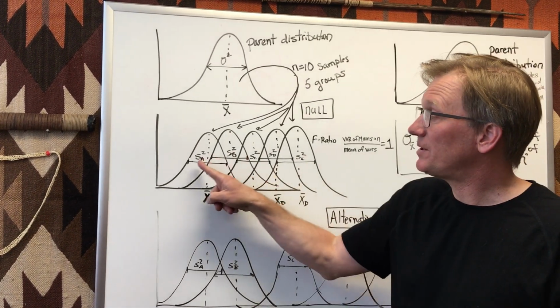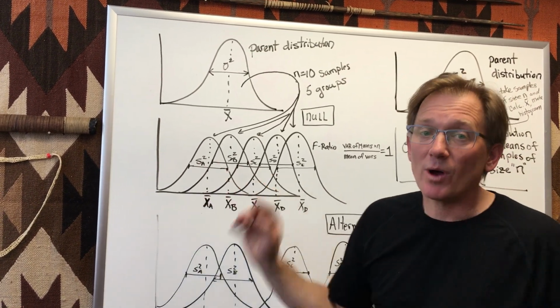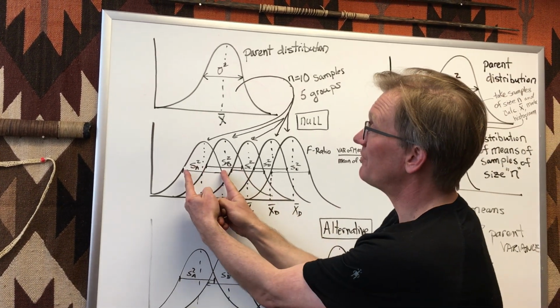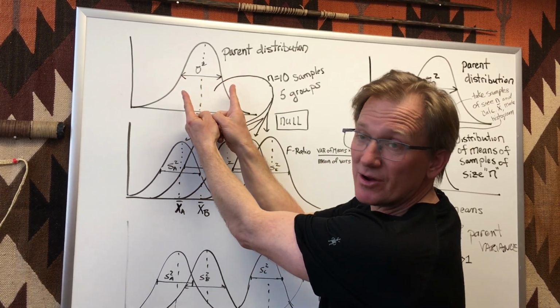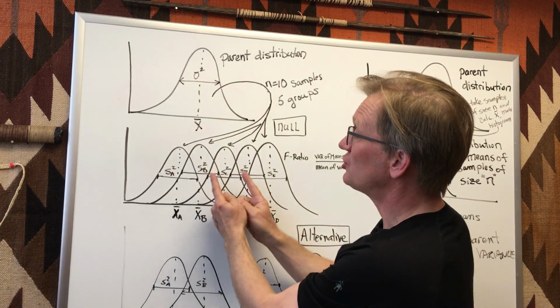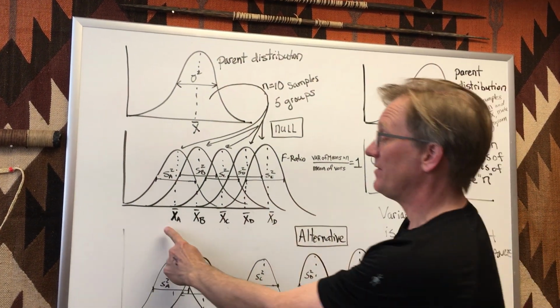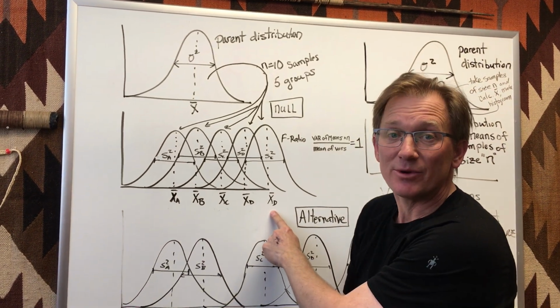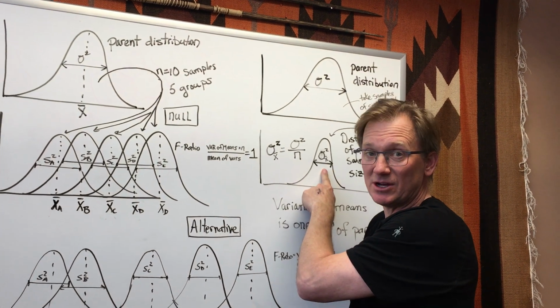I've also drawn up here the sample variances of each of those samples. And what you can see here is that each sample variance is a pretty good estimate of the parent distribution variance. So each of these should estimate the parent distribution variance. Now, these means down here provide some other information. You might notice that that information is related to this distribution here.